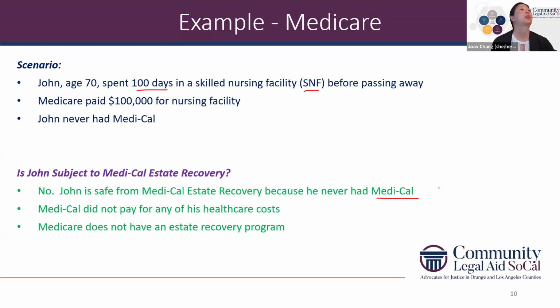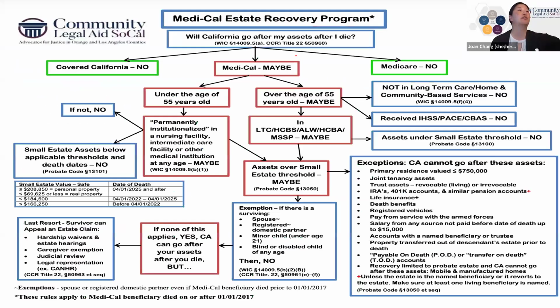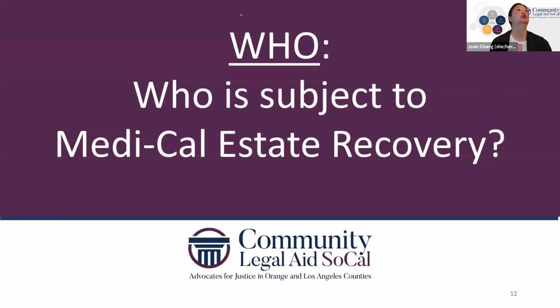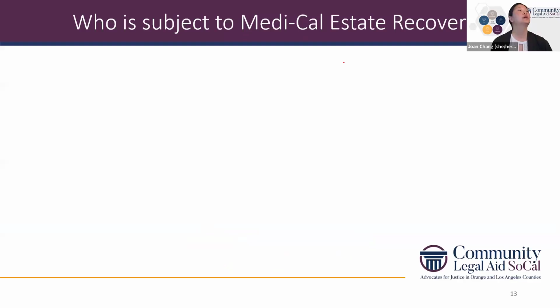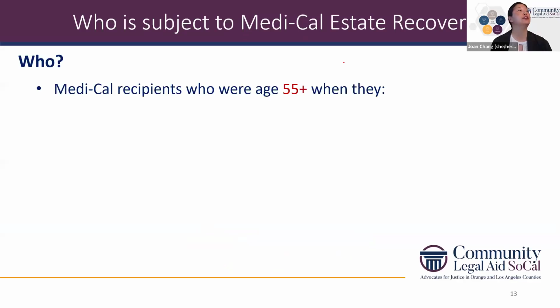Good job. Okay, so this is where we are at in our flow chart, in the green boxes. Will California go after my estate after I die? For Covered California stuff, no. For Medicare stuff, no. All right, so we answered these questions, but we're going to go down the flow chart. Let's talk about the who question. Who is subject to Medi-Cal estate recovery? We're going to break it down.